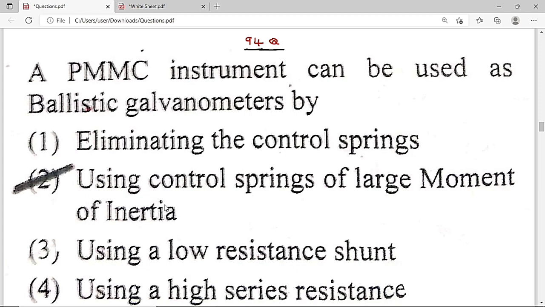Whereas by using control springs of a large amount of inertia, we convert the PMMC into a ballistic galvanometer. So option B is the correct solution of this question. So let's solve this one.